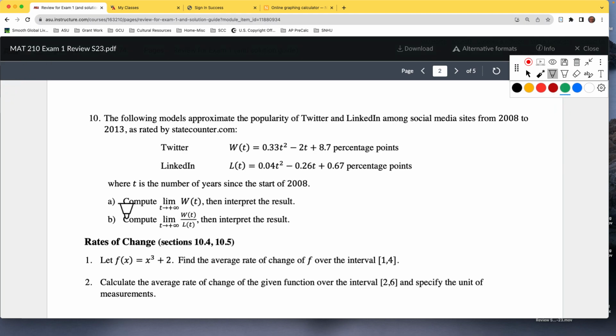So we know we need a limit. For the A part, they just want the limit of W(t). So now I say, okay, they're just talking about this one. Oh, I see that Twitter's W. So it follows the approximate popularity of Twitter, and these are popularity ratings, the percent that. So now I see. I didn't actually read the whole thing, but I picked out what's going on.